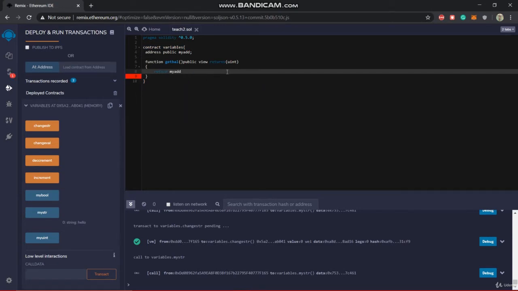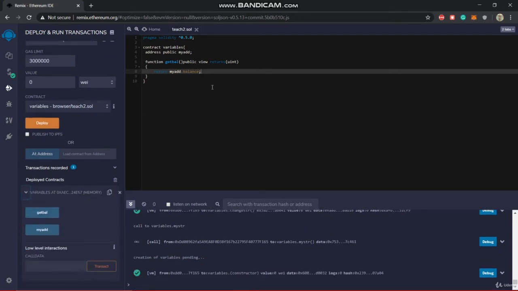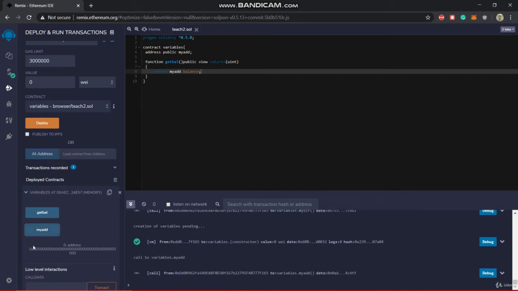the identifier myAdd, and then there are some very basic functions defined in Solidity which help us with these data types and their functioning. So there is a function named balance. So if you write myAdd.balance, it will directly return you the balance of this address whichever it is used for. So now let's try to deploy it. Deploy. So you can see there is my address and it is basically initialized with 0x and all zeros.